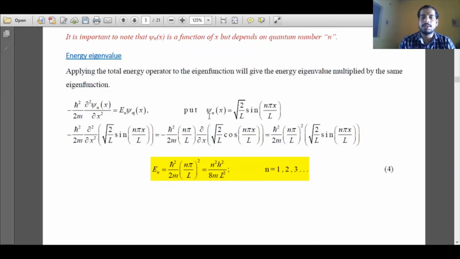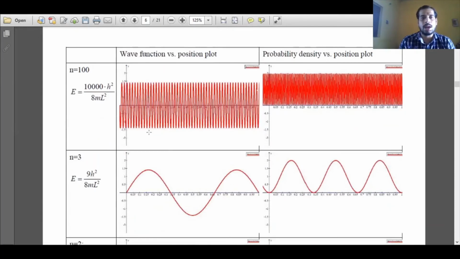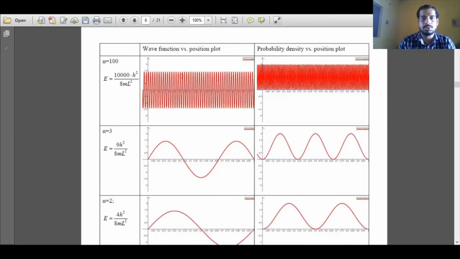And how will the states be defined? Through the eigenfunction. The expression for the energy eigenfunction is psi n of x equals root over 2 over L sin n pi x over L. Here we have obtained that. So this is the energy. Now let's see how those energy values look, the graphical representation.